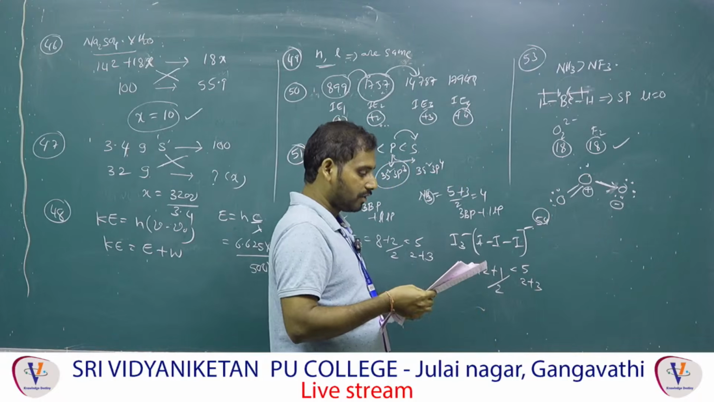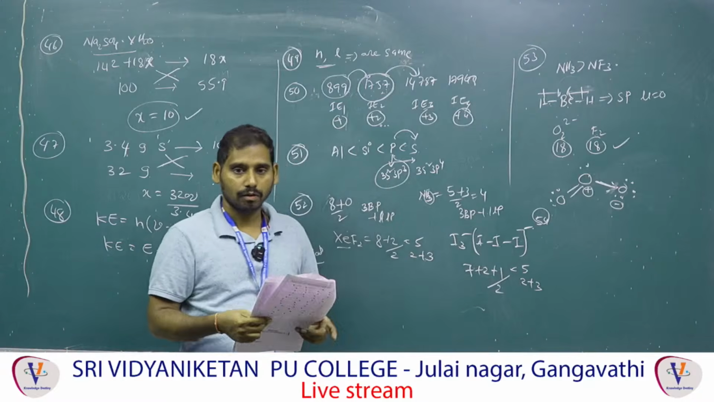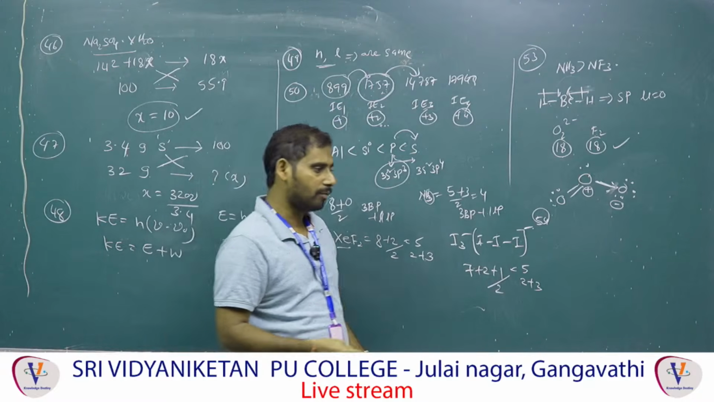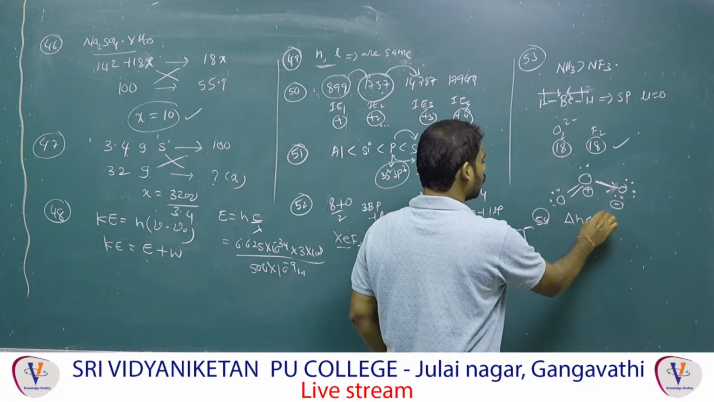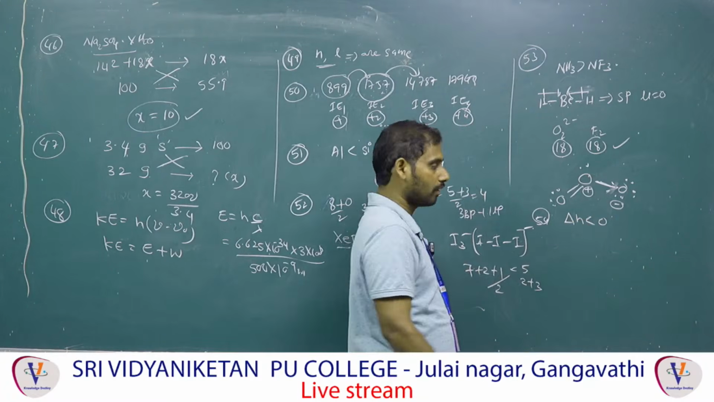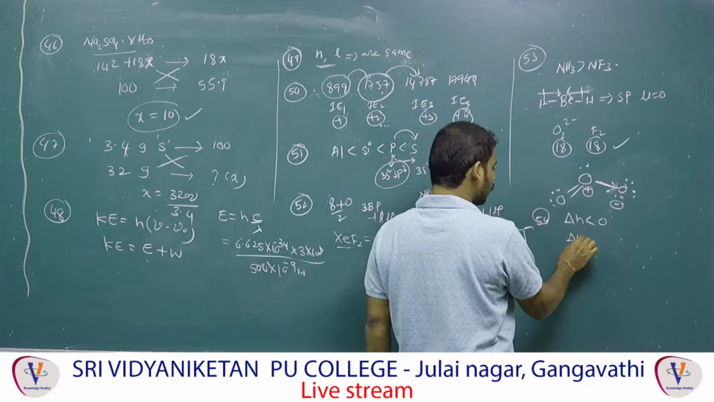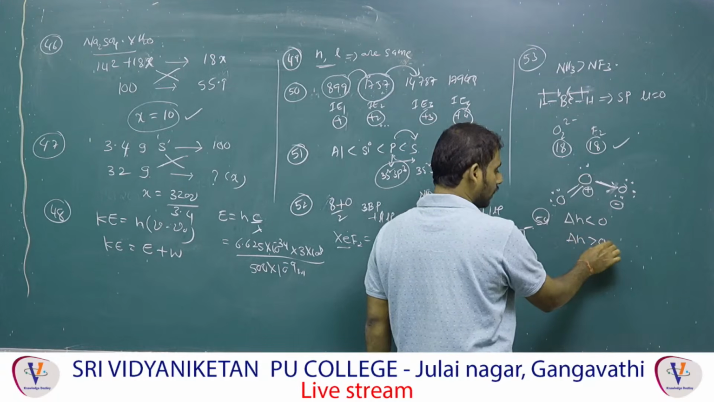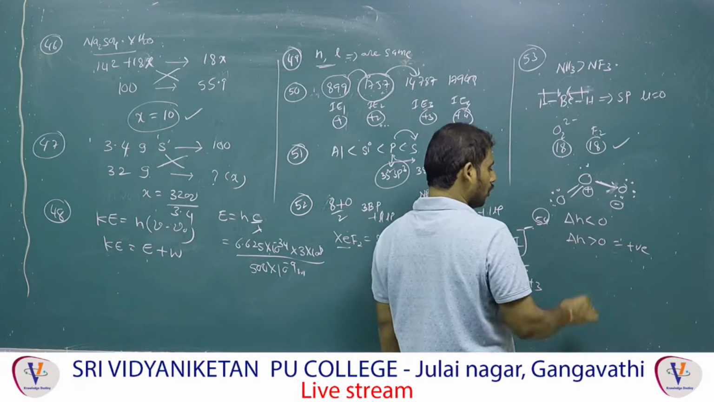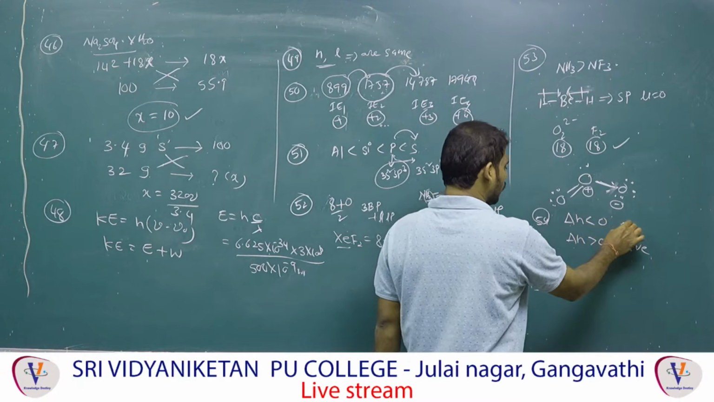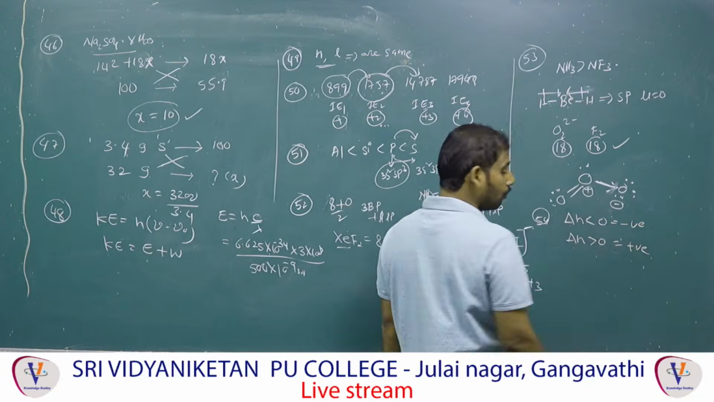Choose the reaction with the negative value of entropy. Negative value of entropy means delta n value less than 0. Delta n value greater than 0 means entropy is positive. Delta n less than 0 means entropy is negative.